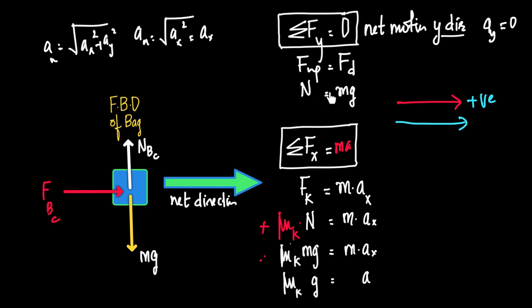N from this equation is equal to mg. So mu k into mg is equal to m into ax. m by m is 1. So we have mu k into g is equal to a. So a is equal to mu k g is what we have.